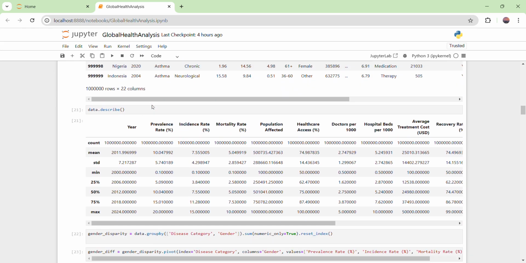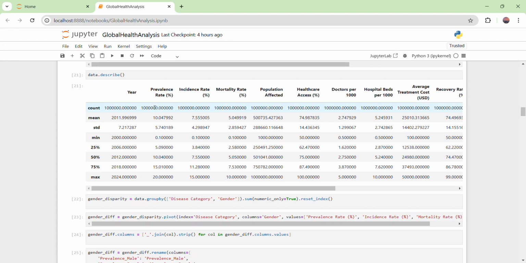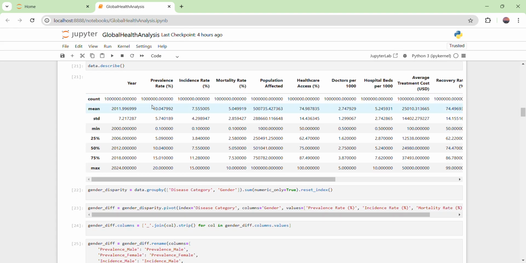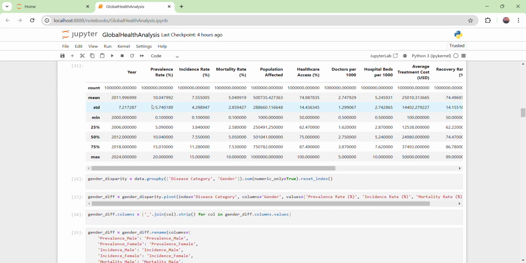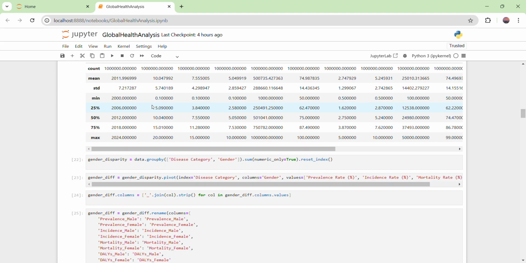Then this data.describe function helps us to view the data in a more statistical way. Over here we can see various statistical parameters like count, mean, standard deviation, and other statistically important values.